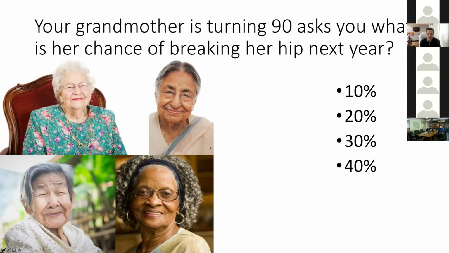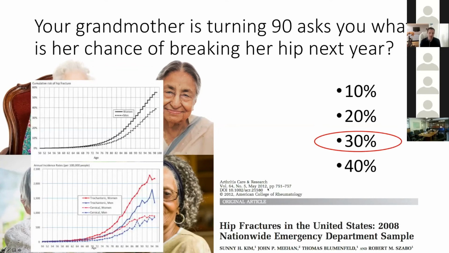So most of you think there is a 30% chance of her breaking her hip. And let's see the correct answer. You are absolutely right. And this is based on a study from 2012, which was a sample from all emergency rooms in the United States. You can see these are the numbers on the left, and around age 90, it's exactly 30% incidence for women and 20% for men. On the bottom, you can see that the risk of having an intertrochanteric compared to a femoral neck fracture is about twice as much in that age group.